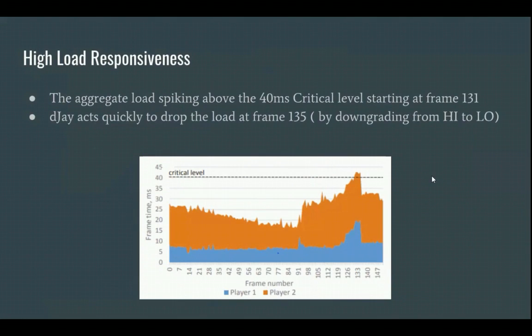Now the last thing that we are going to see is the high load responsiveness. Now test for high load responsiveness shows that when aggregate load hits the 40 ms mark at frame 131, DJ acts quickly to drop this frame time, at frame 135. This is done by downgrading the rendering settings from high to low.